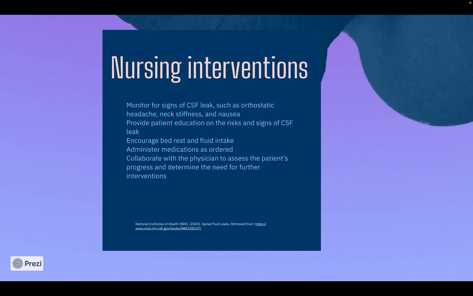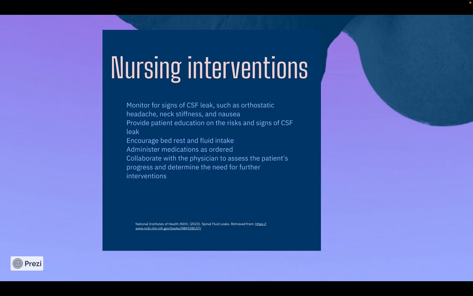So the patient was initially managed conservatively. The patient was instructed to be on bed rest. We educated on the importance of hydration. We administered caffeine and analgesics, and he was also given some antiemetics for the nausea and vomiting that he was having.